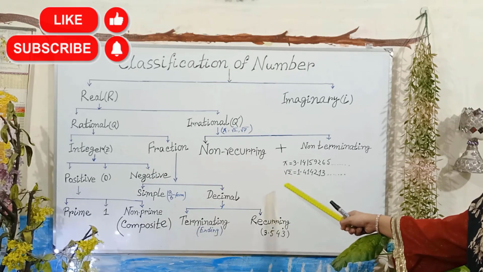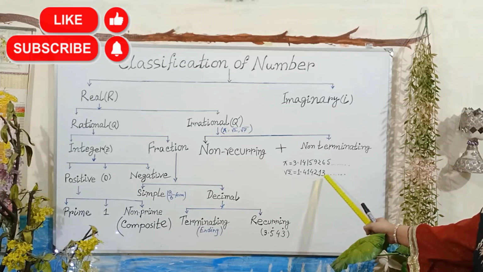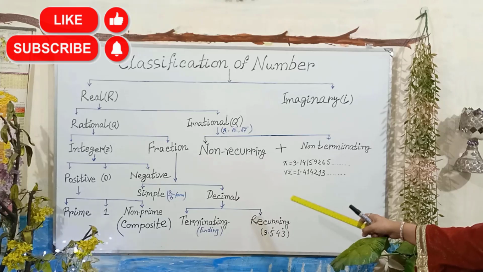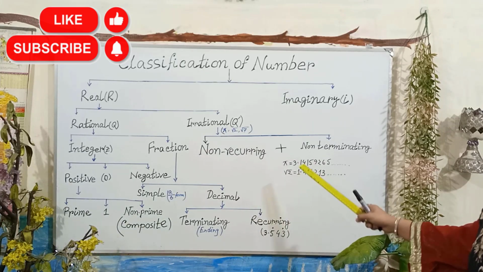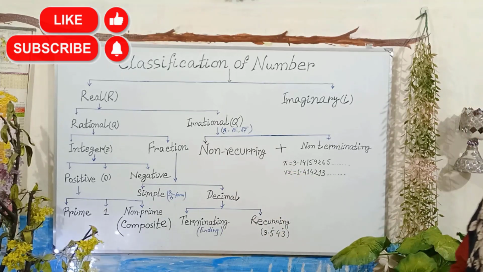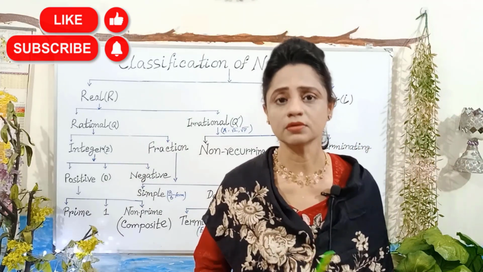Like root 2. What is the value of root 2? 1.414213, and it goes on that way. Is this a terminating number? No, it's not a terminating number. It's a non-terminating number. And it's also a non-recurring number. So, irrational numbers are both non-recurring and non-terminating.